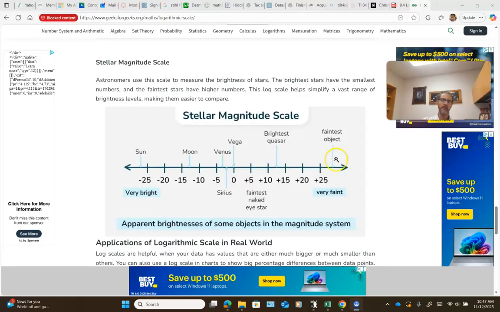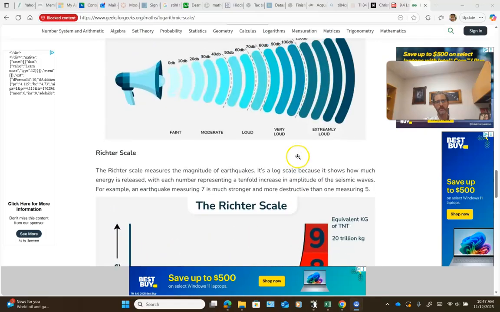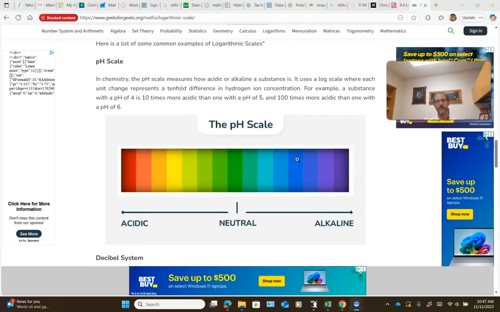Okay. But anyway, these logarithmic functions are used a lot to scale quantities that increase exponentially. So anyway, those are just some common examples.